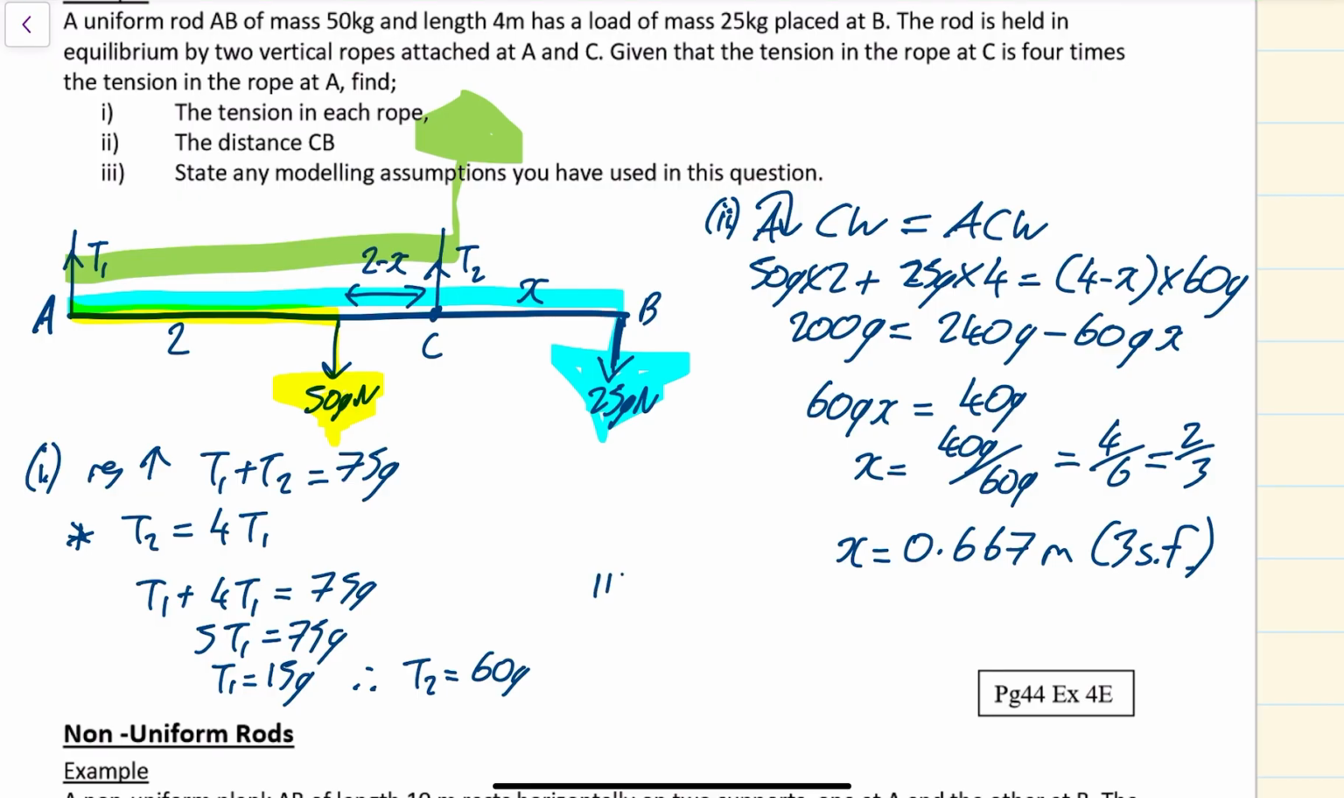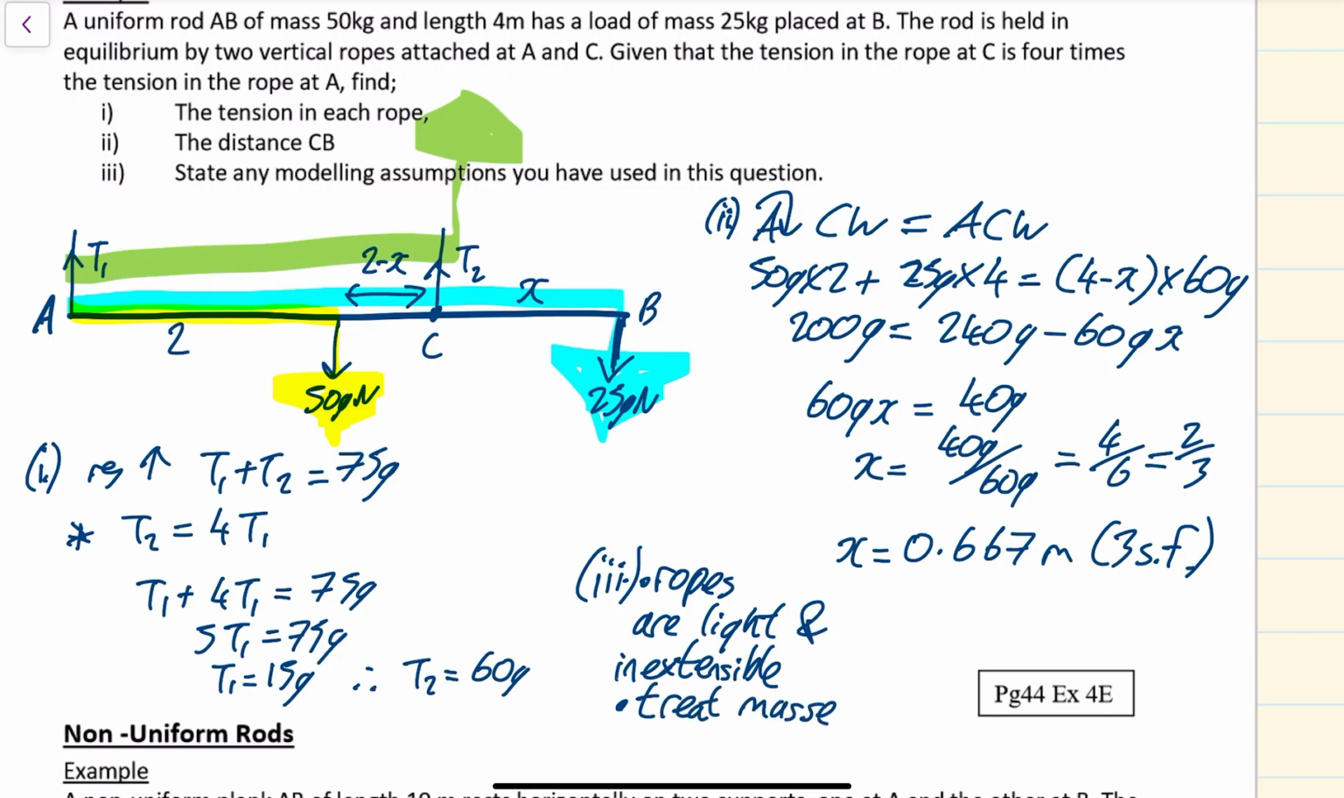Okay, the last part of the question, a very annoying type of question, says state any modeling assumptions. So the ropes are light and inextensible. That would be one. And another one, we say we treat the masses as particles. Okay, so that's what we've got. And there we are.